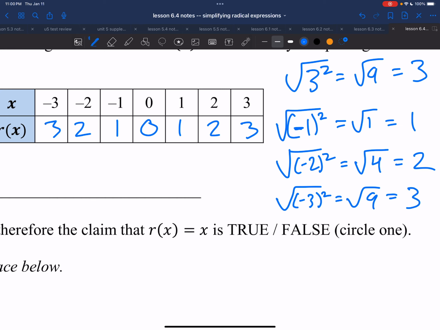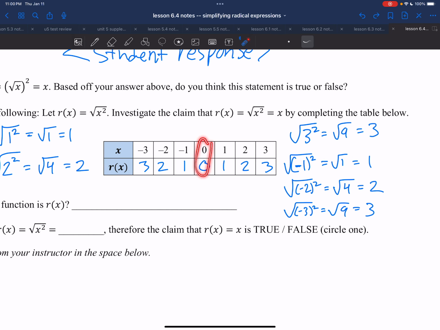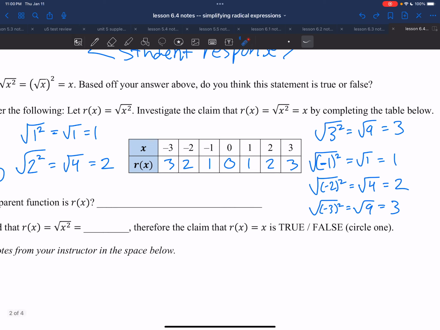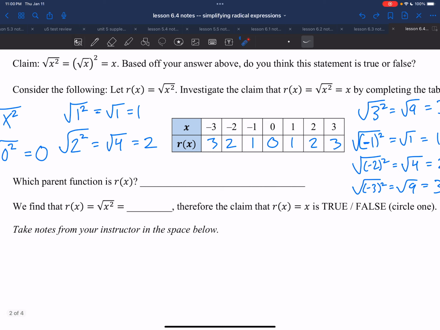Now, hold on a minute. Really look at that table. 0 is 0, 1 is 1, 2 is 2, 3 is 3, but negative 1 maps to positive 1, negative 2 maps to positive 2, and negative 3 maps to positive 3. I want you to consider, we know a parent function whose table looks like this. Can you answer that before I give it to you?